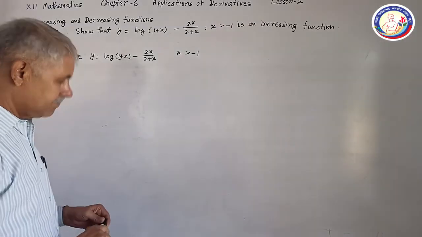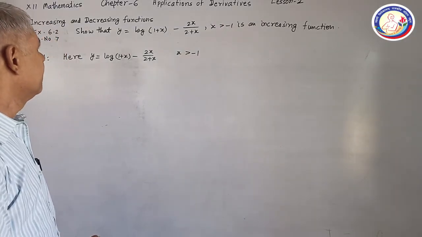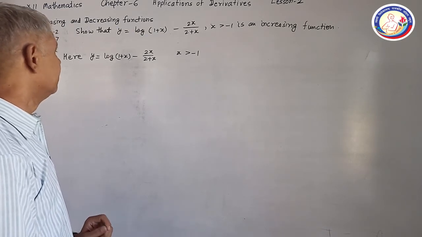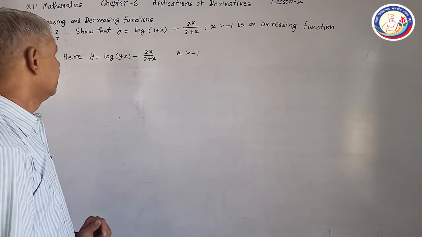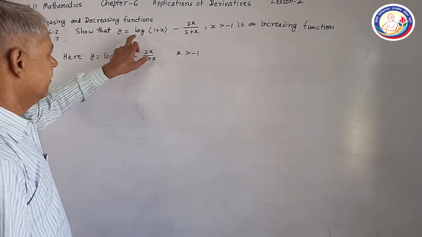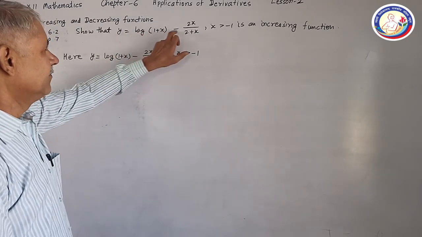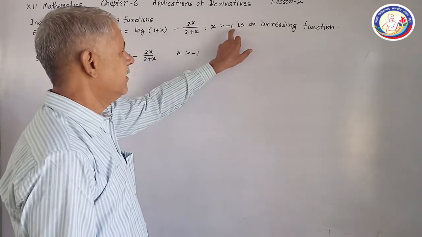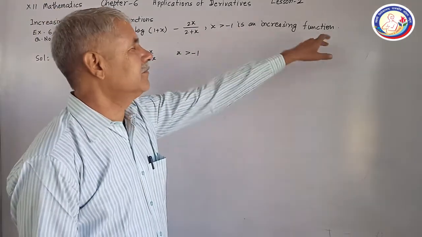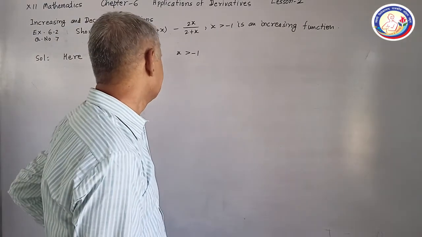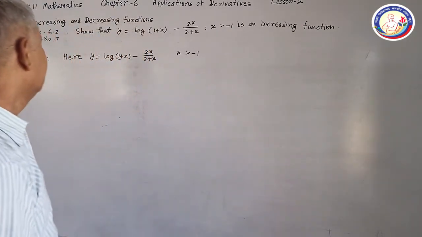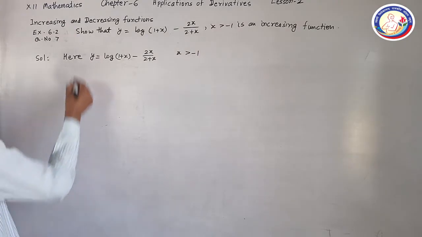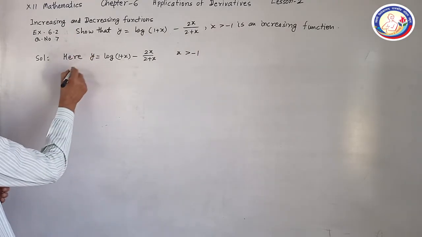Now we are taking question number 7 from exercise 6.2. There is a function y = log(1 + x) - 2x/(2 + x), where x is greater than minus 1. We have to show that this function is an increasing function. So let us start. Here the given function is this. We are using the derivative method here. So first find the derivative of this.